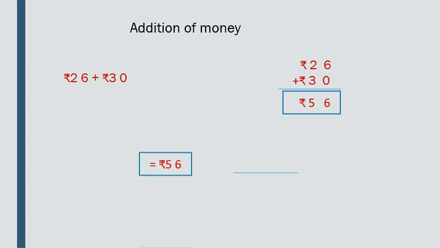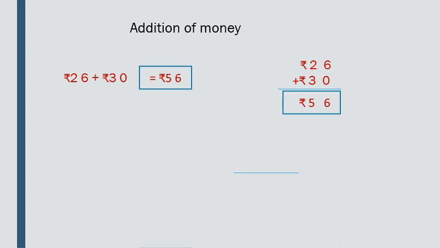Now let's learn how to add money. Suppose we have to add rupees 26 and rupees 30. We know that to add we have to write the numbers in column. Now first we have to add the ones. 6 plus 0 is equal to 6. 2 plus 3 is equal to 5. So 26 plus 30 is equal to rupees 56.